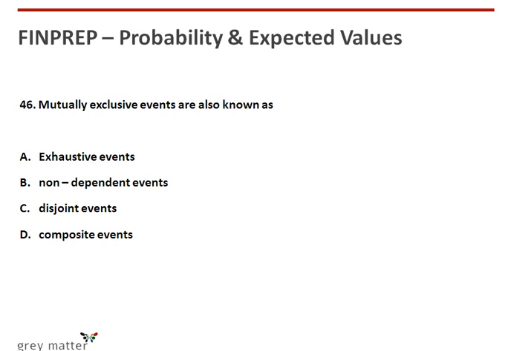46th question: mutually exclusive events are also known as disjoint events, because the A intersection B, both of the events happening, is 0. So also for two disjoint events, their intersection will be 0. So mutually exclusive events are also known as disjoint events. So it is C option, as in the PowerPoint it is C option which says disjoint events.